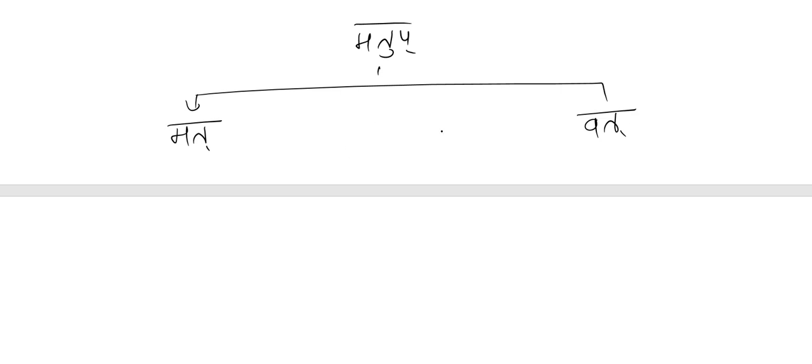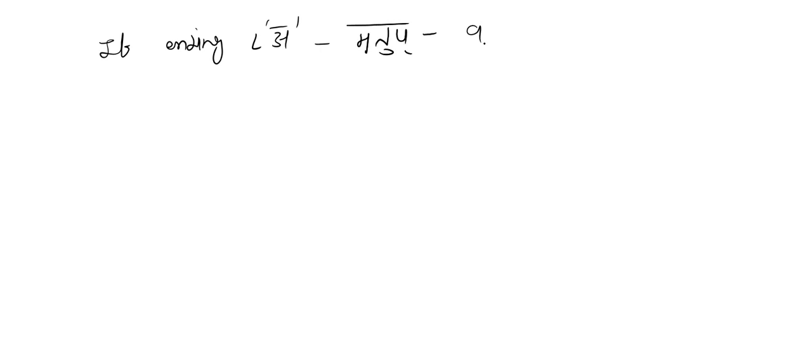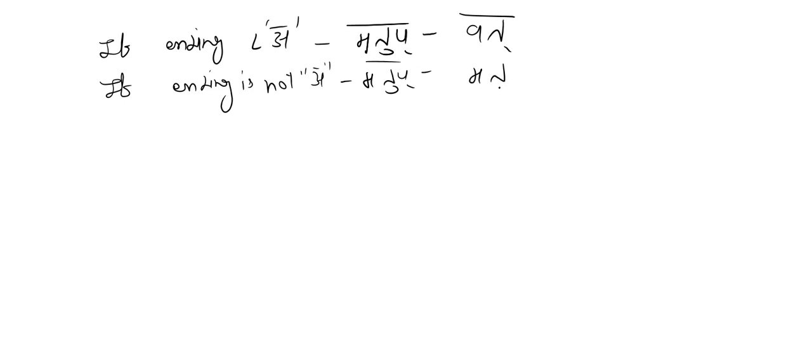I'm taking a simple example. When we say Shakti, the word takes man, and here with Dhan we use van. One thing we understand: if the ending letter is a, then from the matup, vat will be left. If the ending letter is not a, then from the Matup Pratyaya, mat will be left.